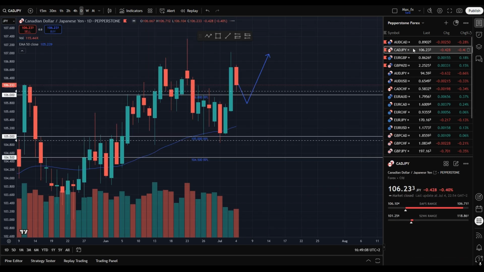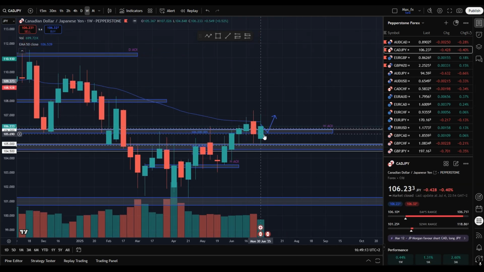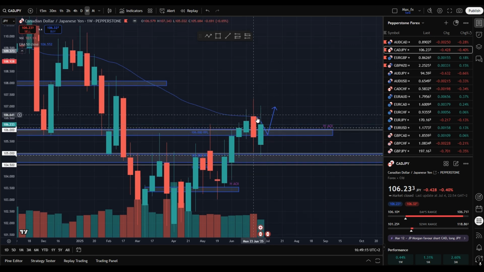Next pair on my list is CAD JPY. So in the weekly chart you can see this really green weekly wick here after this red wick, indicating that there has been a lot of buying pressure again coming back into the market. And you can see that this was leaving quite a big wick here, which is probably getting filled in the coming week, and if it does I would like to profit off of that.